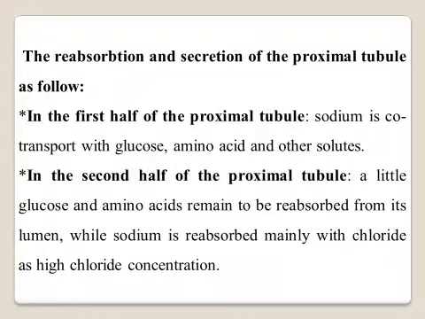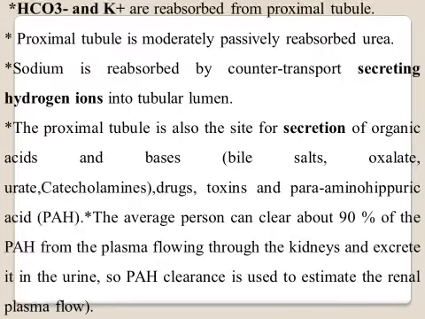The reabsorption and secretion of the proximal tubule are as follows. The proximal tubule is divided into two parts: the first half and the second half. In the first half of the proximal tubule, sodium is co-transported with glucose in addition to amino acid. In the second half, the little glucose and amino acid left over from the first half will be reabsorbed as well. In addition, the sodium here will mainly be reabsorbed with chloride, as there is a high chloride concentration in this area. Bicarbonate and potassium are reabsorbed from the proximal tubule as well, as we said before.